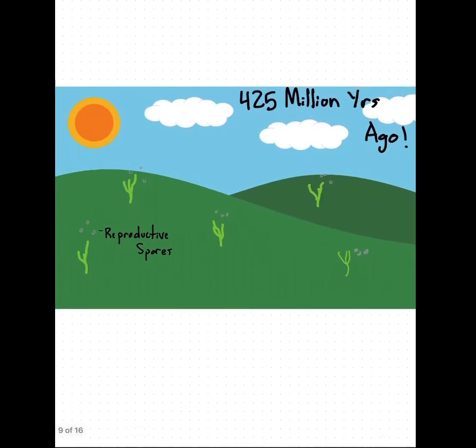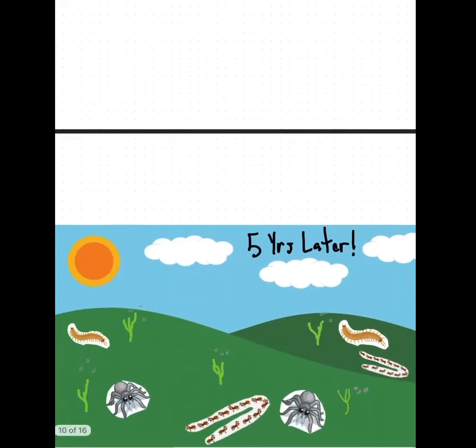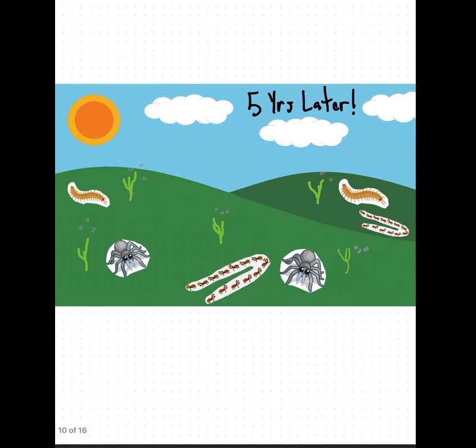Later, around 425 million years ago, vascular land plants were able to grow a few centimeters tall and began to colonize the land where they could capture sunlight easily and release reproductive spores into the air. Just 5 million years later, animals also began to start colonizing the land. The earliest of these animals were arthropods such as centipedes, mites, and spiders.